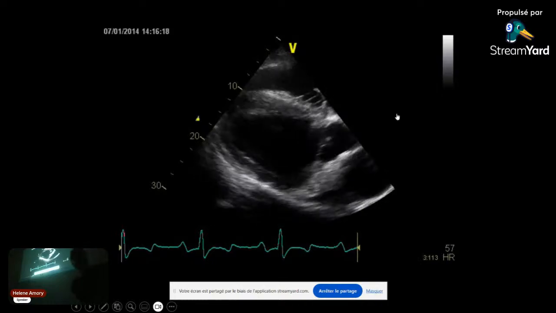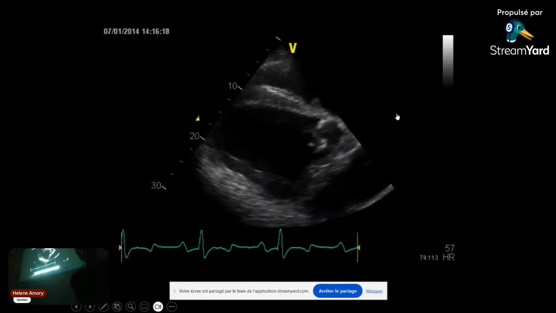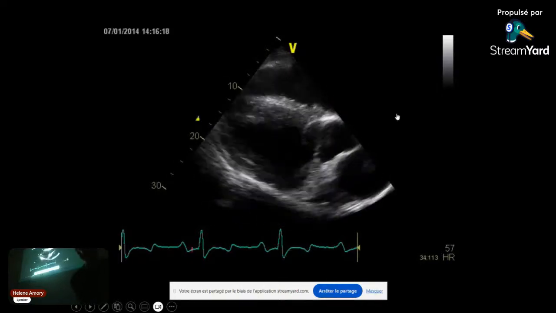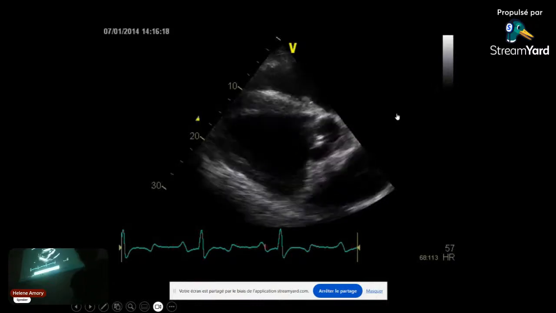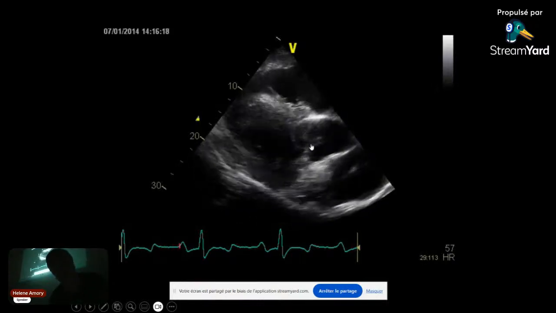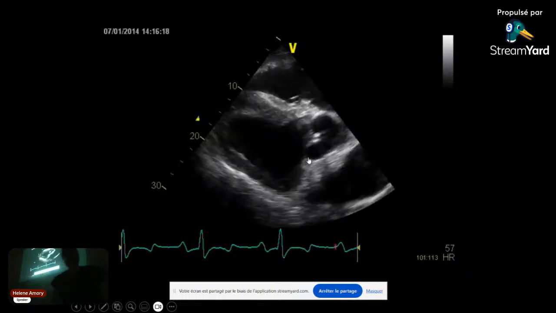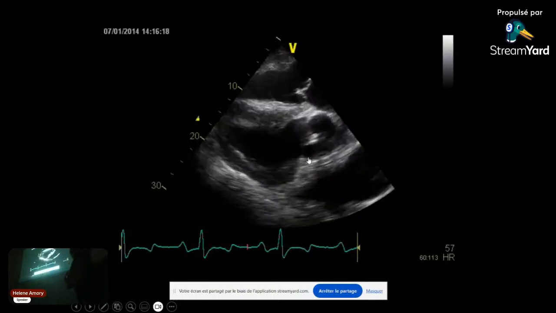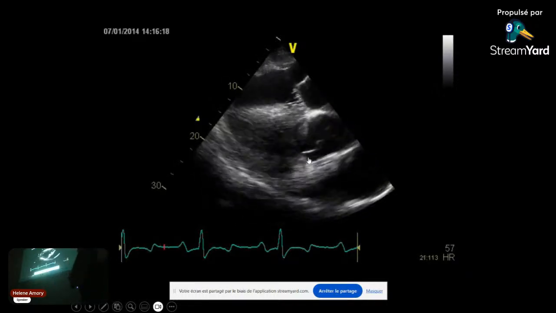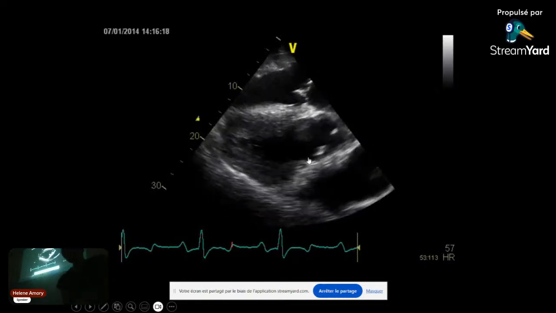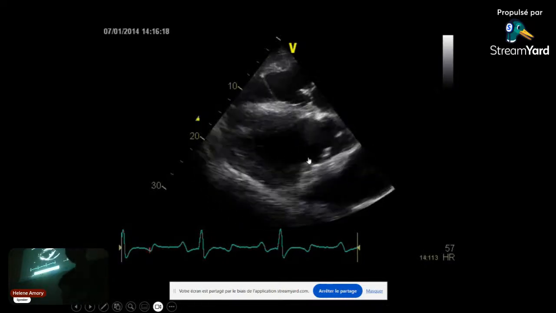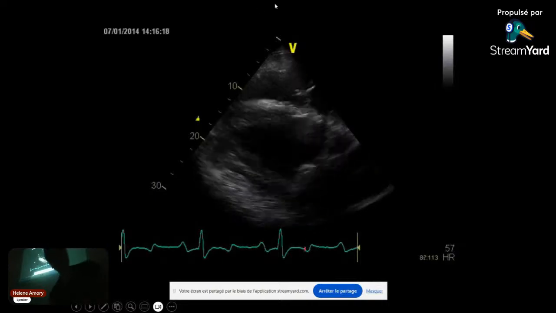It doesn't move a lot, so that it moves strongly like the movement of the valve. Okay, the movement of the aortic valve, you mean here? Yes. It's not clearly the movement, but in the valve you see two points of hyper-echogenic points, like if there were masses on the valve. Yeah, the valve is abnormal.